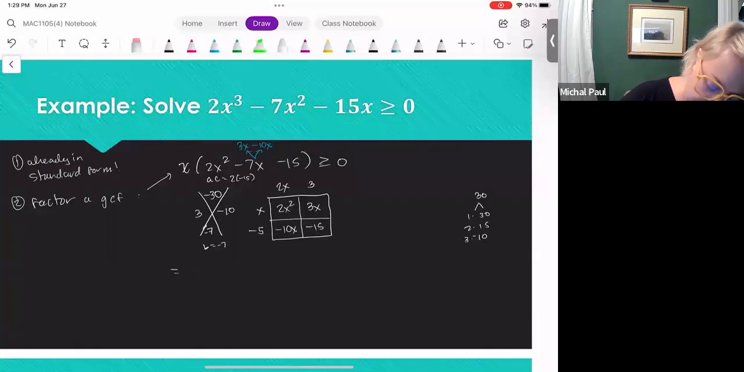And I can rewrite this as x times x minus 5 times 2x plus 3 greater than or equal to 0.